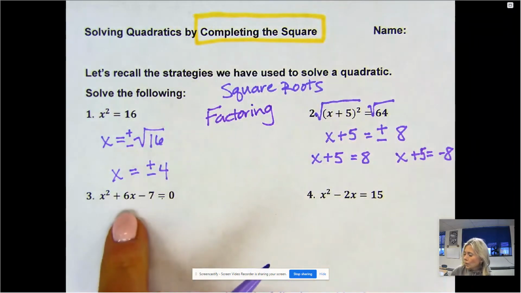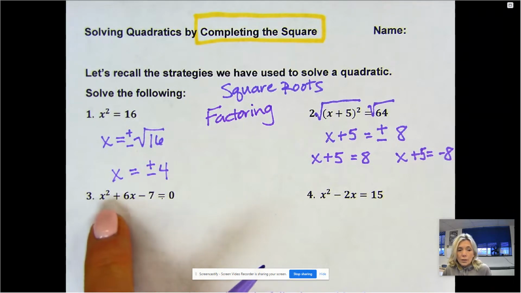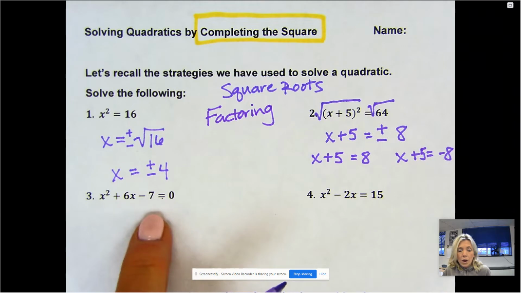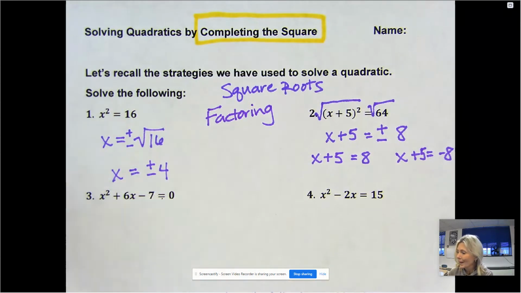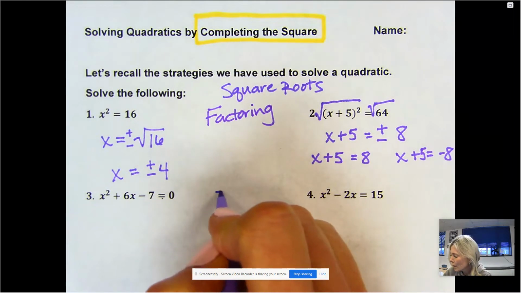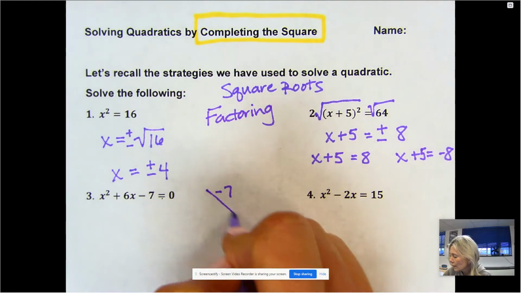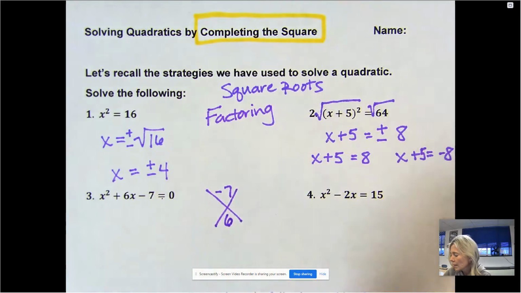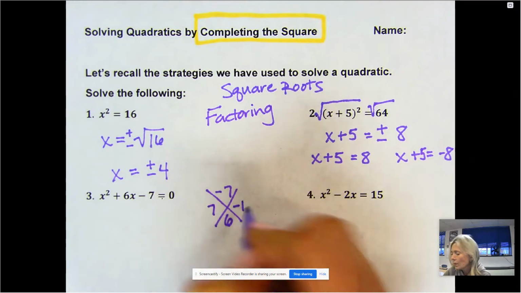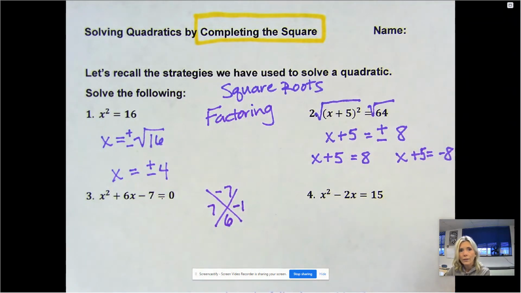Looking at number 3, we've got 3 terms over here, an x squared term, an x term, and then a constant. This would be a great time to factor if you can. Not every quadratic is factorable, so we can just check and see if this one is. Remember the big X? It multiplies to negative 7 and adds to positive 6. And if you said 7 and negative 1, you are absolutely correct.